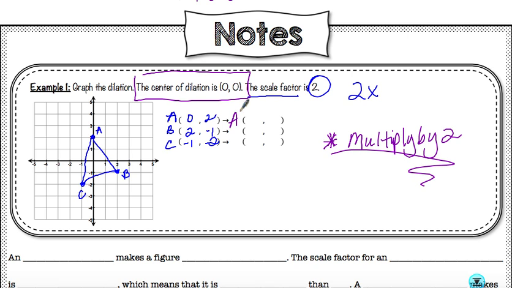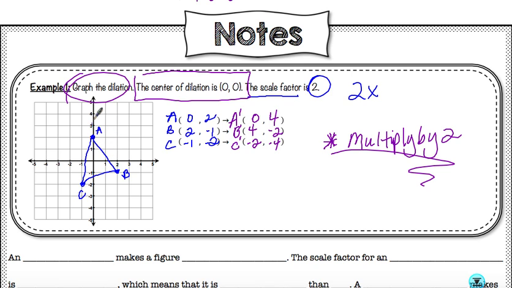So A prime will be, take 0, multiply it by 2, and you get 0. Take 2, multiply that by 2, and you get 4. Negative 1 times 2 is negative 2. Negative 2 times 2 is negative 4. That is all that you need to do.